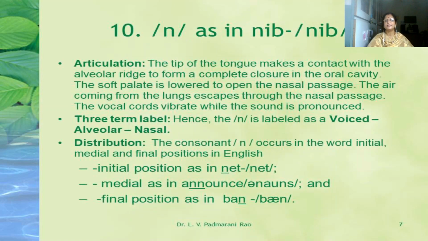The next nasal that we have is as in N-I-B, nib. During the articulation of this sound, the tip of the tongue makes a firm contact with the alveolar ridge to form a complete closure of the oral cavity. The soft palate is lowered to open the nasal passage of air. The air that is coming out from the lungs escapes through the nose, and the vocal cords vibrate while the sound is produced. So the 3-term label for n as in N-I-B, nib is voiced, alveolar, nasal.